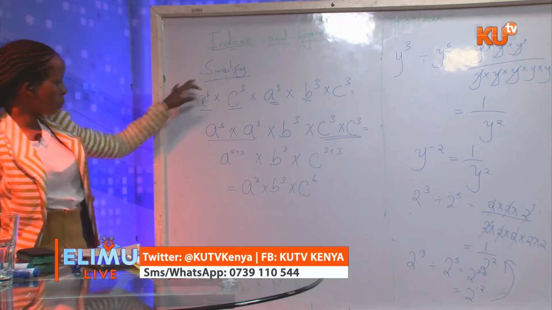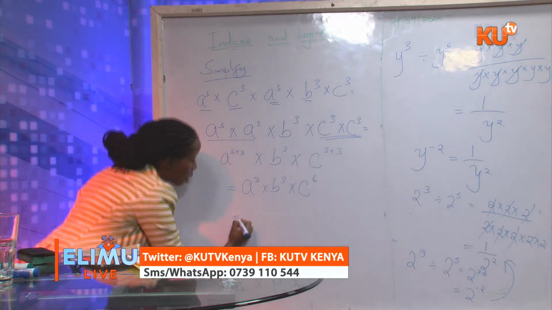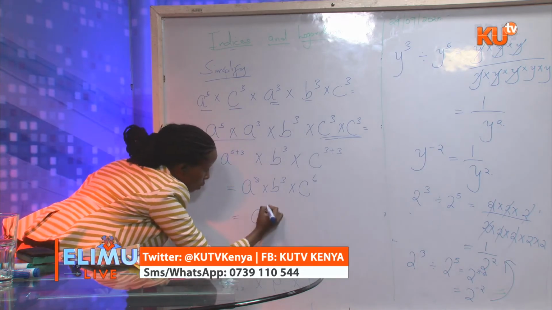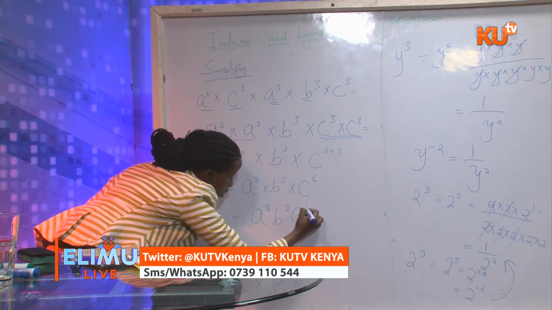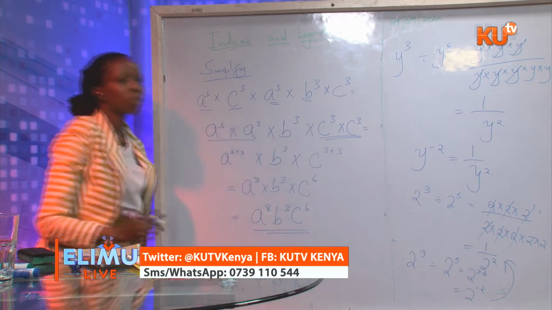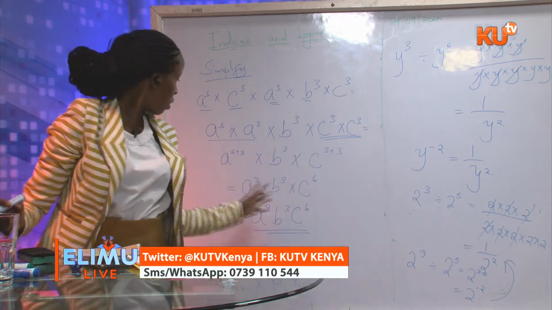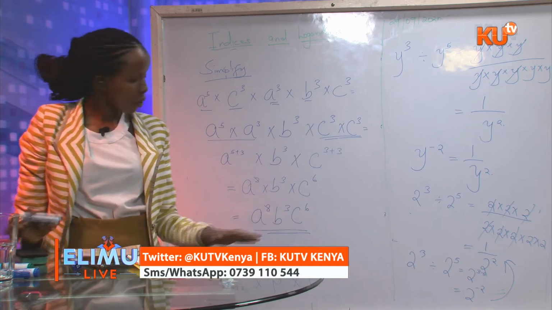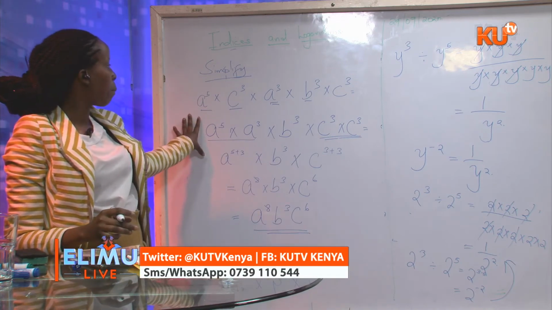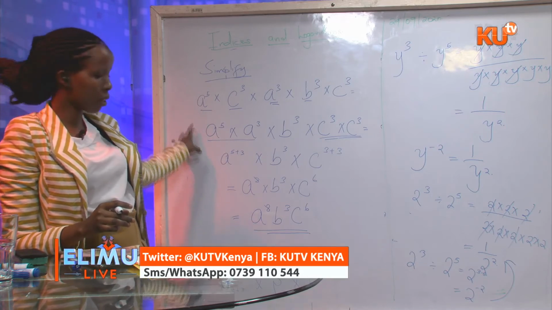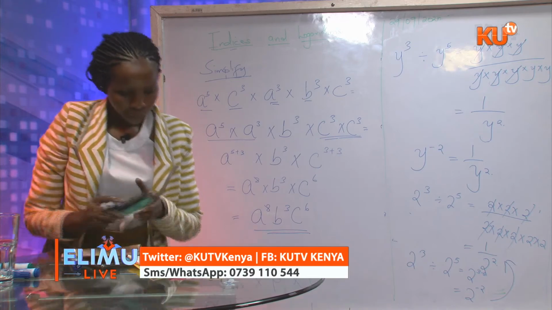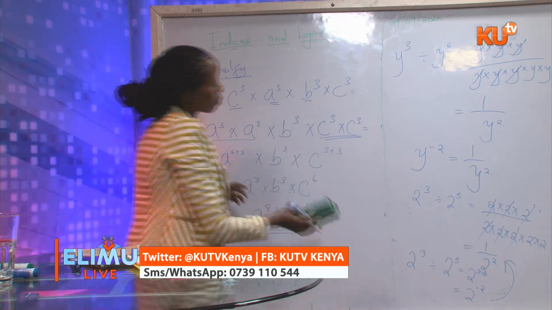And we were told to simplify, so we give our answer in the simplest form. This will be A raised to 8, B cubed, C to the 6. Remember, we were applying the law of multiplication where the bases are the same. Let us look at another one.